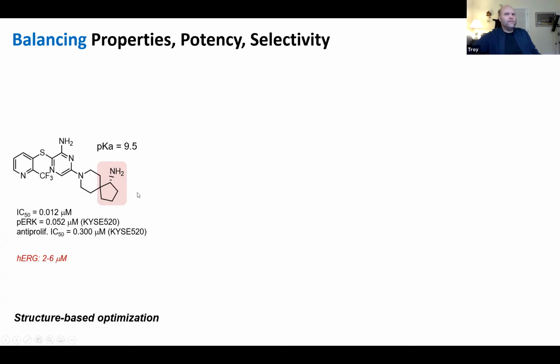The structure kind of told us the shape, it told us what might work in certain spaces. But that was where we came to a standstill. We had a highly basic system, so we were picking up a huge hERG signal and a number of GPCR signal off targets as well. But we had a very potent molecule. Structure-based design couldn't take us much further.